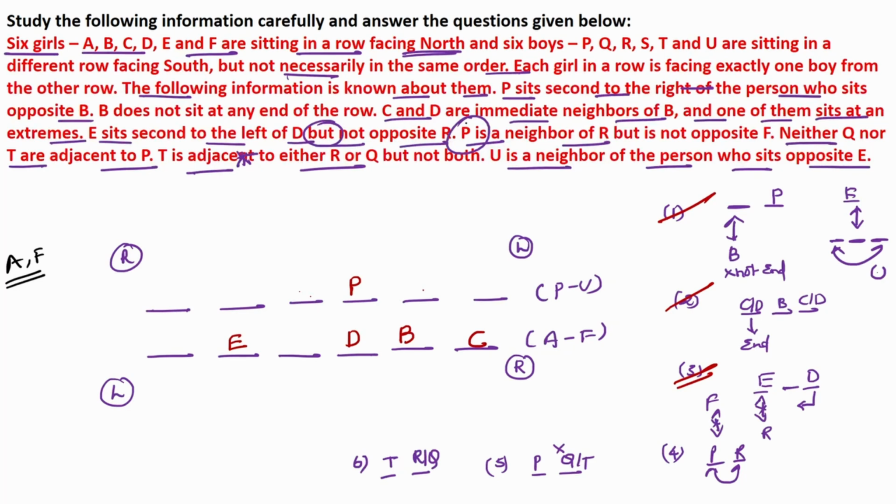Sorry, I just missed a point. P is the second to the right of the person who is opposite. Second to the right. No, sorry, we have to place P here. Second to the right of the person. Now we have to place one more person. Then we have to place P here.